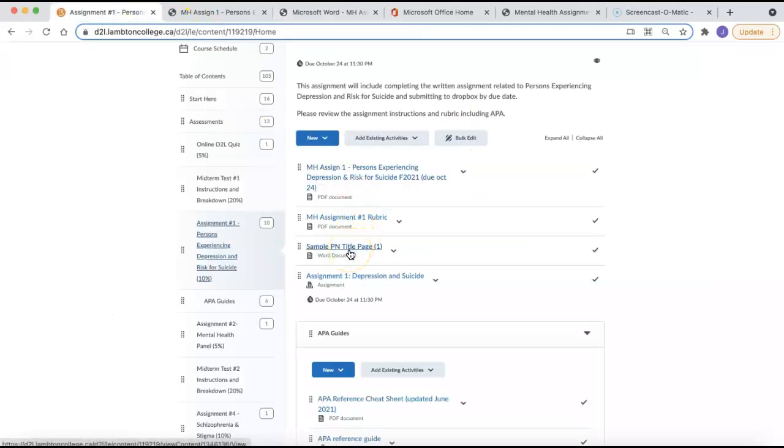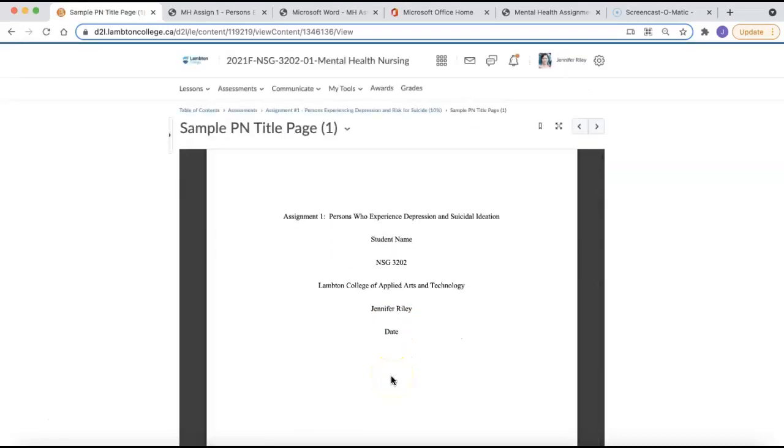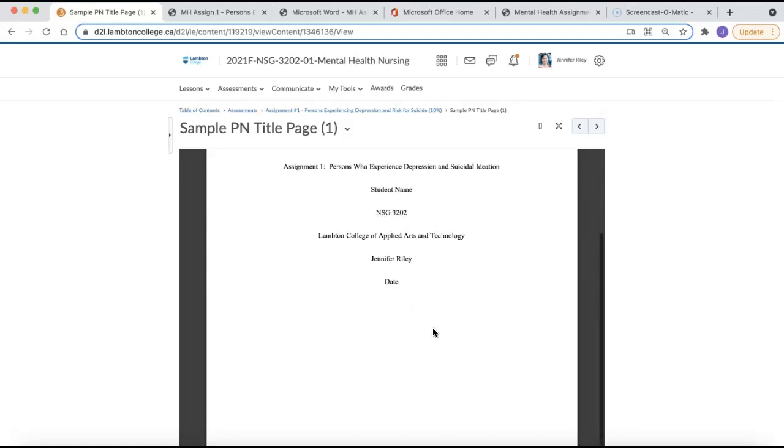The sample title page, like I said, makes it super easy. Download this as a Word document and put your name in it and the date. Literally everything else has been done for you. And then what I would do is just use this Word document to continue on to do your assignment. Make sure you submit everything as a Word document.